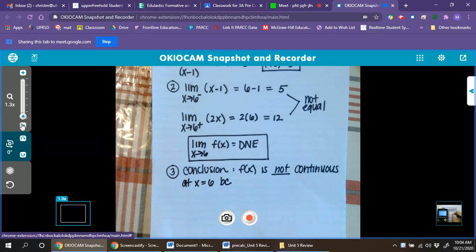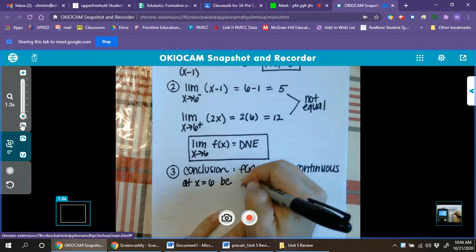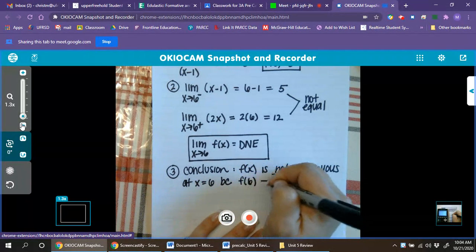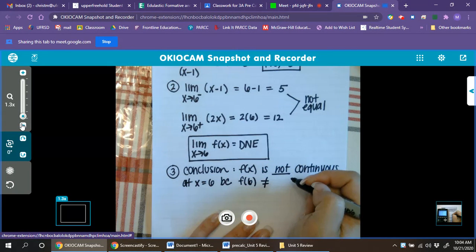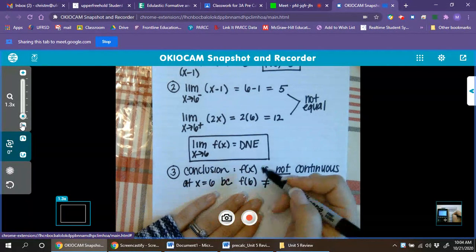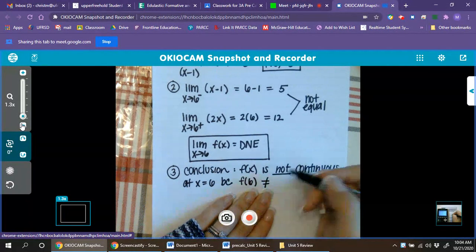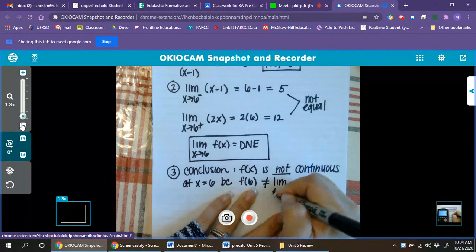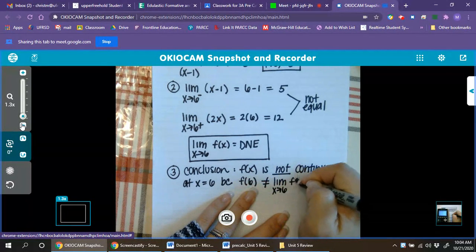We want to know why. So why is it not continuous? Because f of 6, oh, go ahead. Somebody going to tell me? Oh yeah, I was gonna say because the left and right limit don't equal each other. Right, so it's overall because the limit does not exist. So f of 6 cannot equal the limit. That's really what we're trying to show.